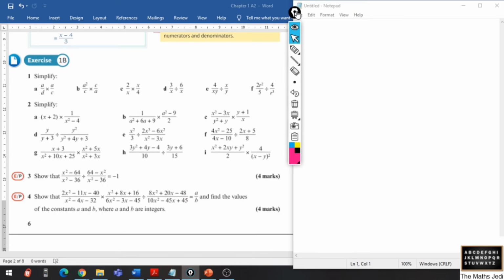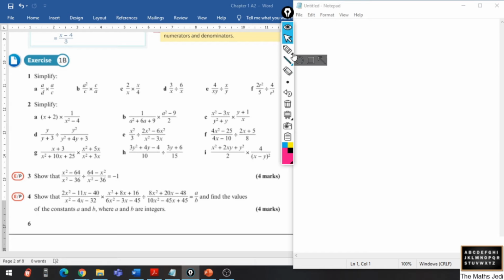I'm just going to move my pen over a little bit so I've got more room to scribble. And we're going to look at number 4. So notice first of all how this is quite a complex problem. Lots and lots of algebra here.